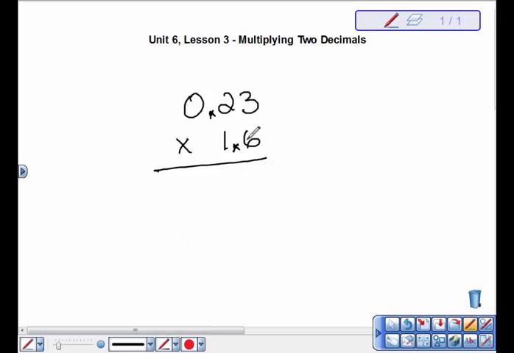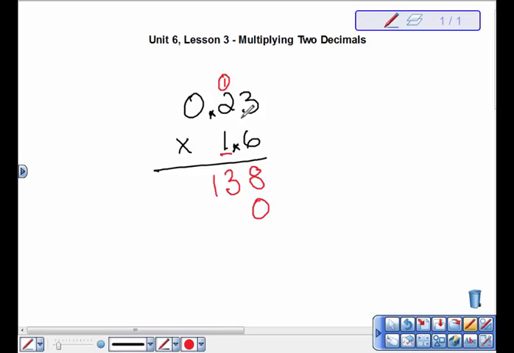23 times 16. Start with the 6. 6 times 3 is 18. Put down the 8. Carry the 1. Circle it. 6 times 2 is 12. Plus 1 is 13. So my first piece is 138. Now I'm going to move over and work with the 1. That's 10, so I have to put down my 0.